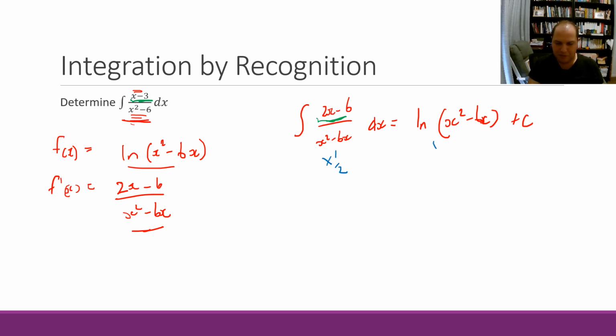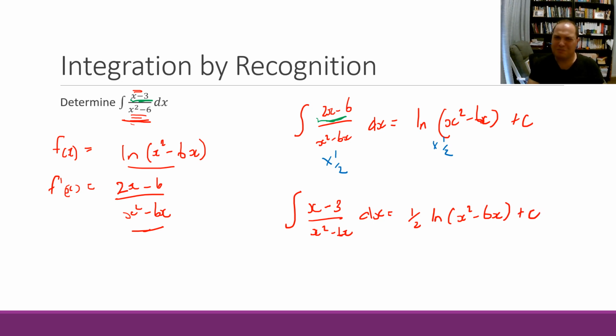So if I multiply both sides by half, I get to basically multiply both parts of the numerator by half each. So 2x times half will just be 1x, minus 6 times half, half of 6 is 3, over x squared minus 6x dx, and that's going to equal half the natural log x squared minus 6x plus c.